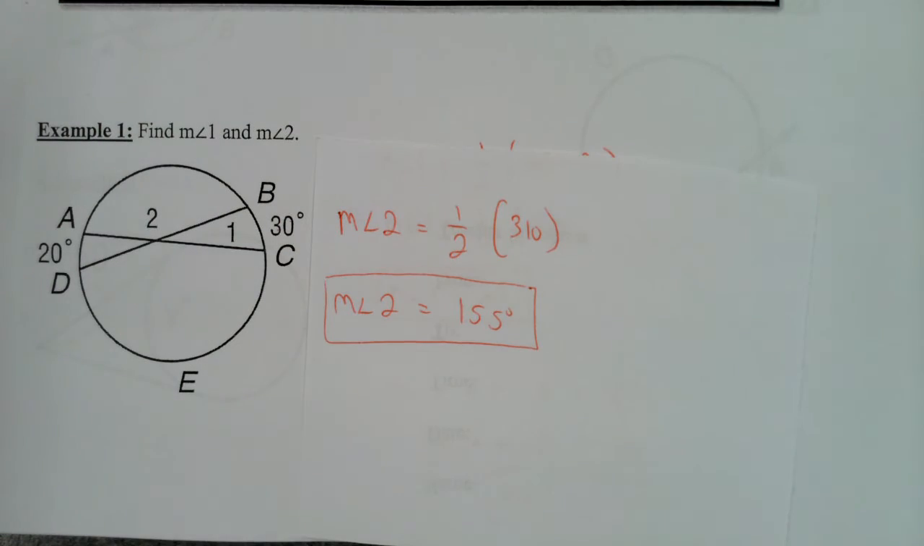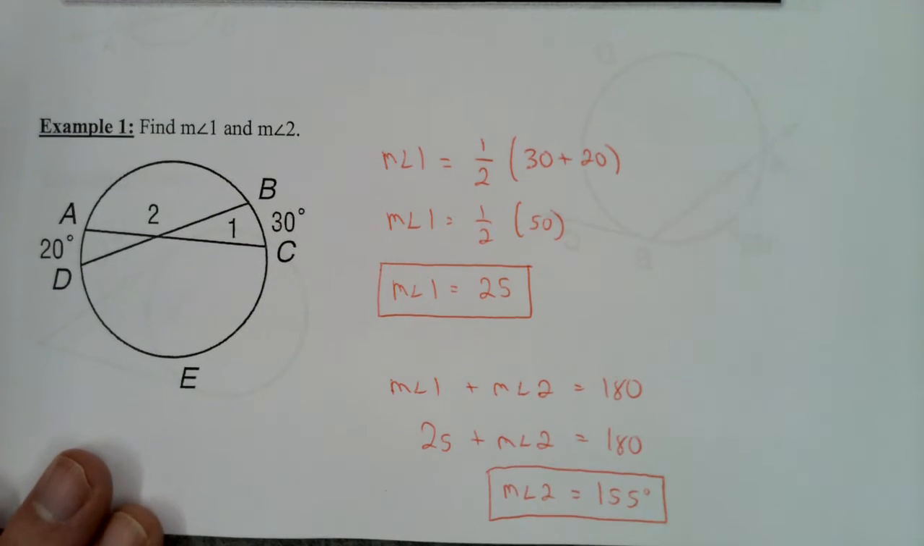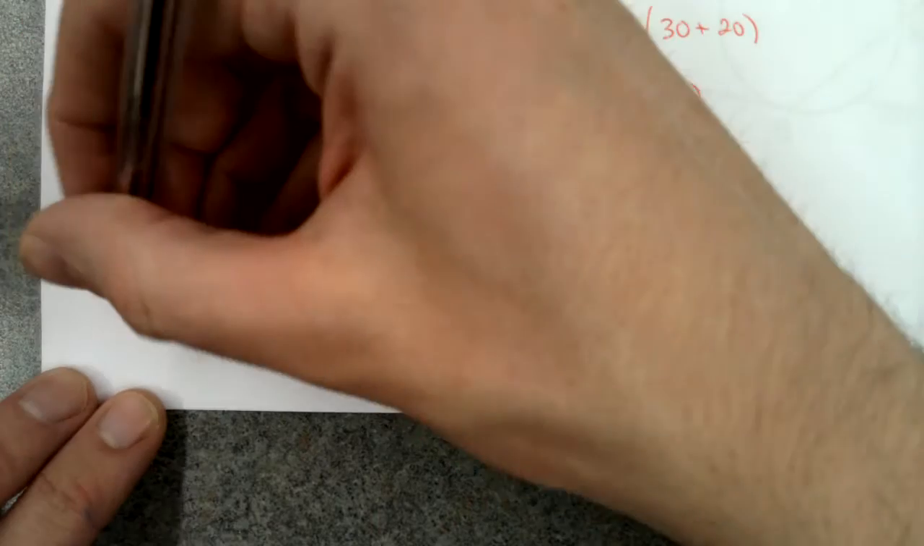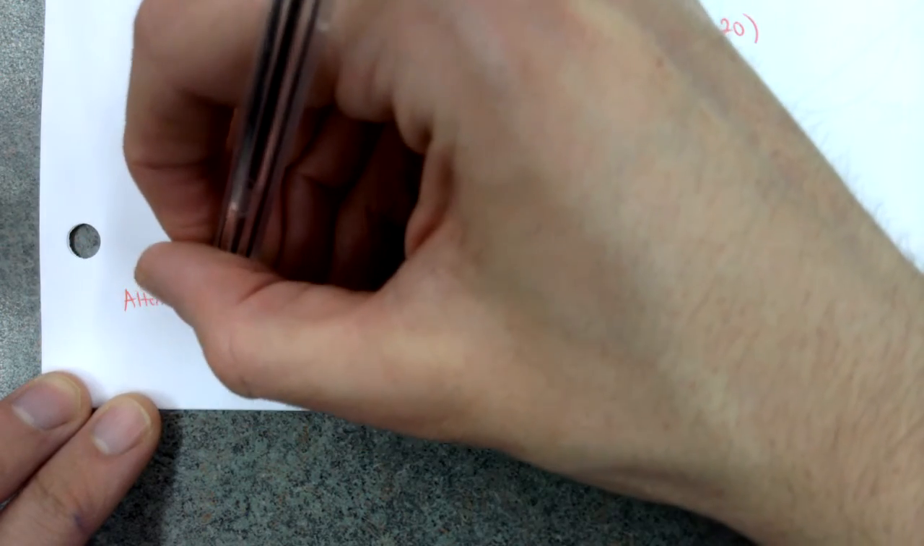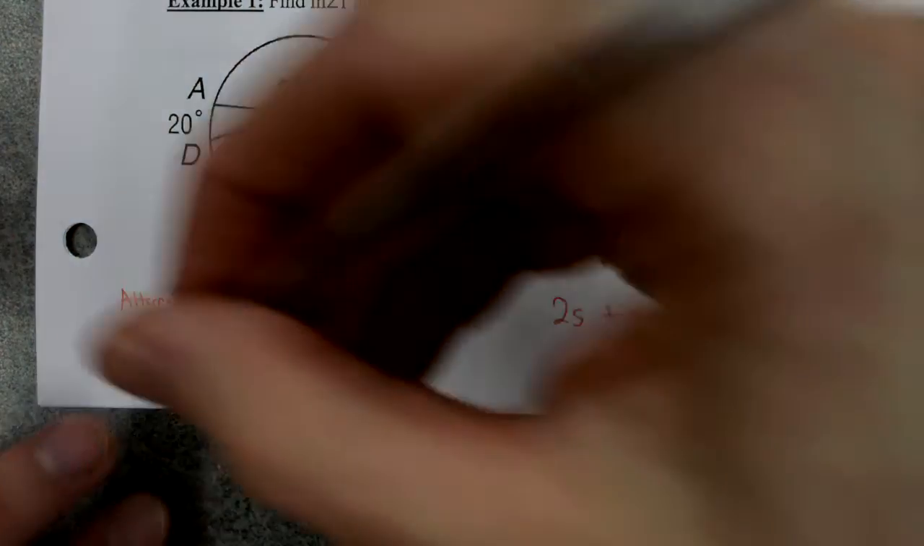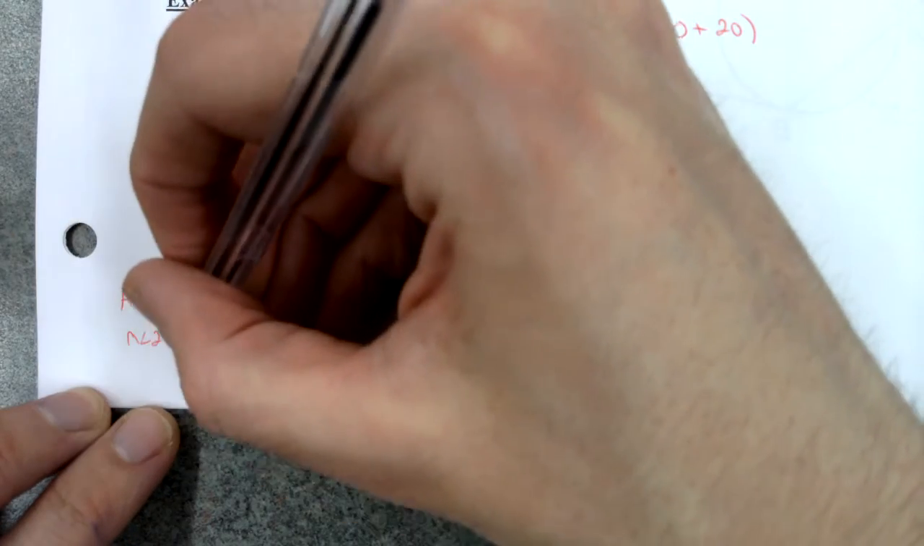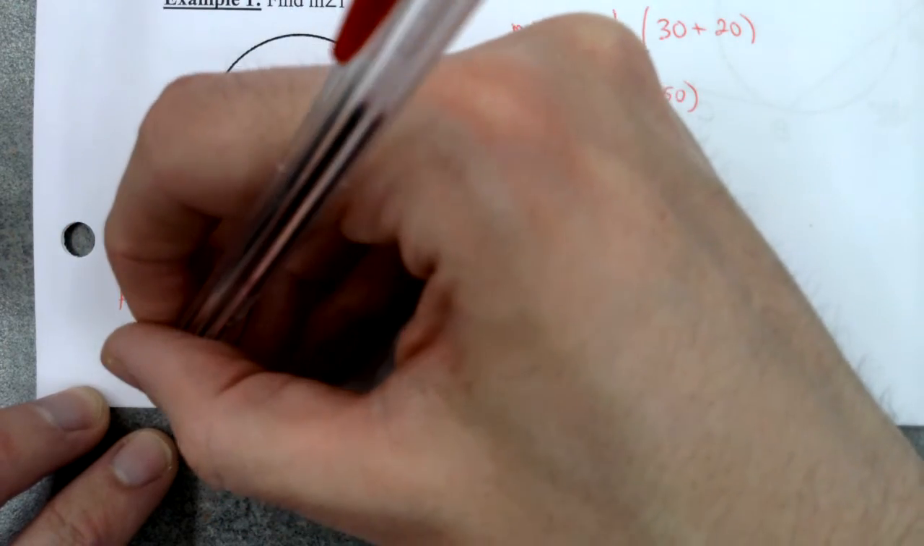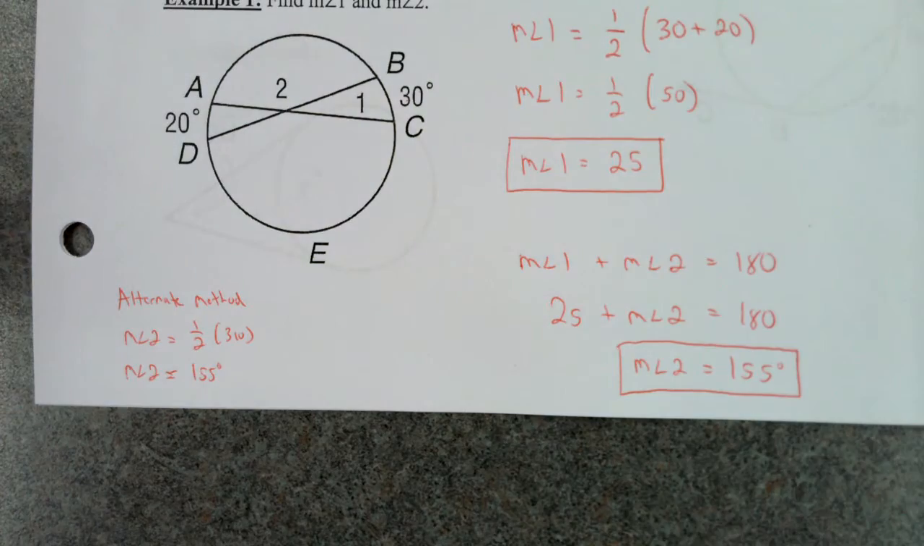So that's the other way you could do that. You know what? I'm just going to write that right here because I'm going to post this online. Alternate method. So the measure of angle 2 equals 1/2 of 310, which is 155. You can see you get the same answer each way. However you want to solve for that is fine. Either way is fine.